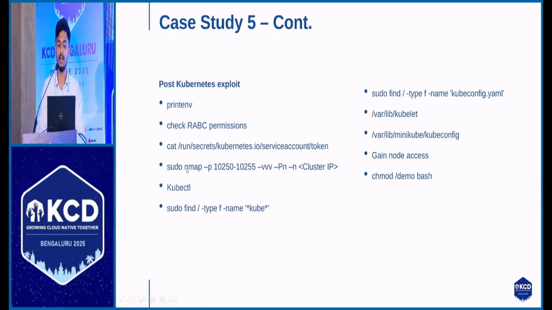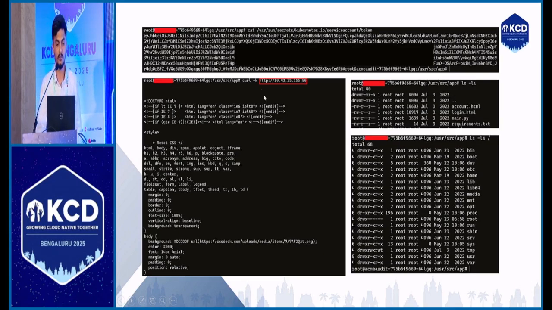You can run an nmap scan to check where the kubelet API or etcd is running, whether it is authenticated or not, and you can directly access them. You can directly run kubectl get pods if they have given permission to your pod. You can find anything related to kube, find the kubeconfig file and kubelet, and gain node access. This is one example.